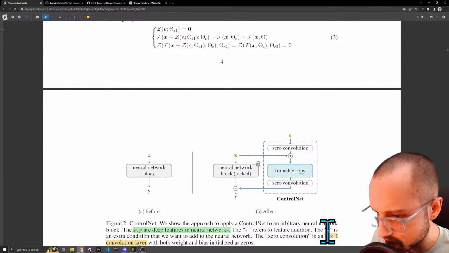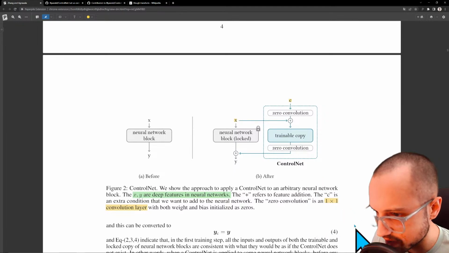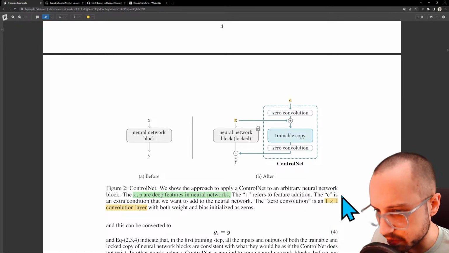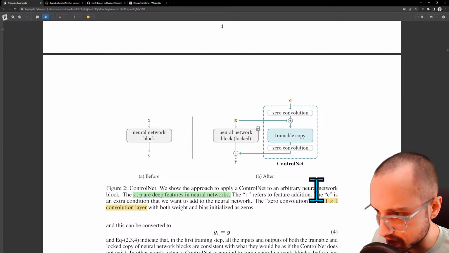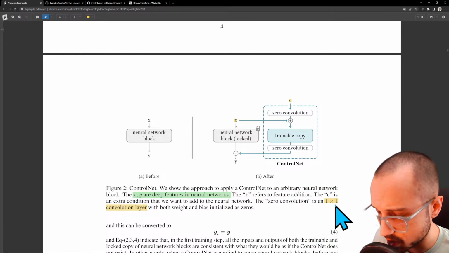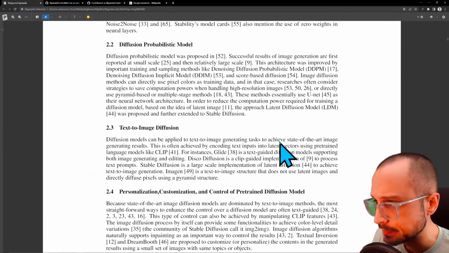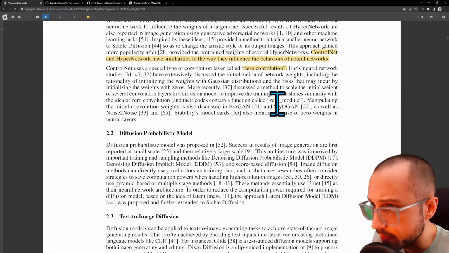And zero convolutions, because they're a 1-by-1 convolution, it doesn't change the size of the input, right? If you have a 3-by-3 kernel when you're doing a convolution, you're going to change the size of the input. But a 1-by-1 convolution is not going to change the size of the input, right? So that's important to remember here, is that this zero convolution being 1-by-1 is not going to change anything. Okay, let's go back here.